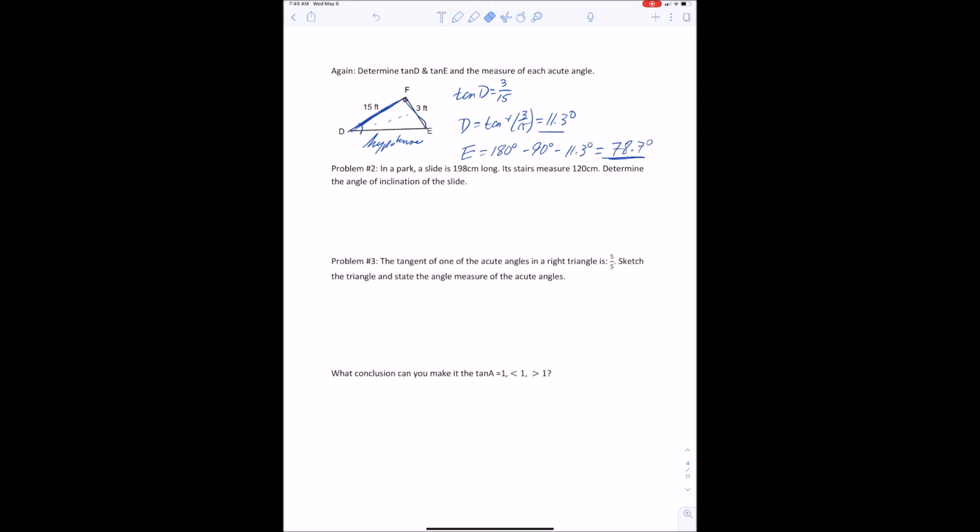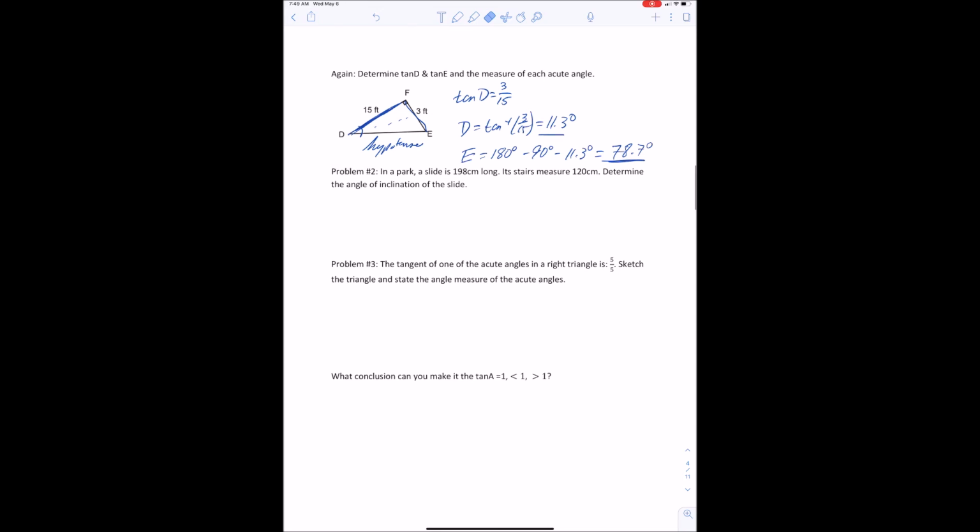In a park, a slide is, okay, well, let's draw our slide. Here we'd have the ladder going up to the slide, and then here's the slide. And you can see that I have a right triangle right here. And it says the slide is 198. Well, that's this part. That's the hypotenuse. The stairs are 120. Determine the angle of inclination.